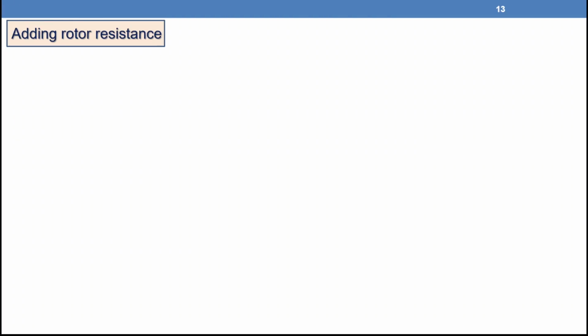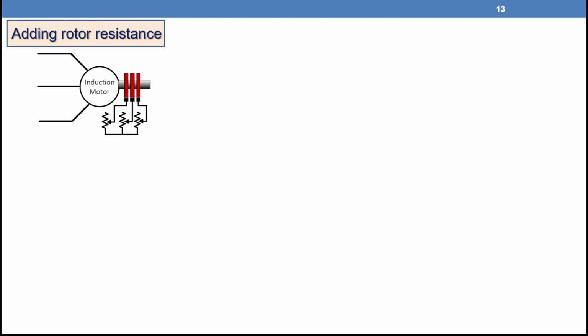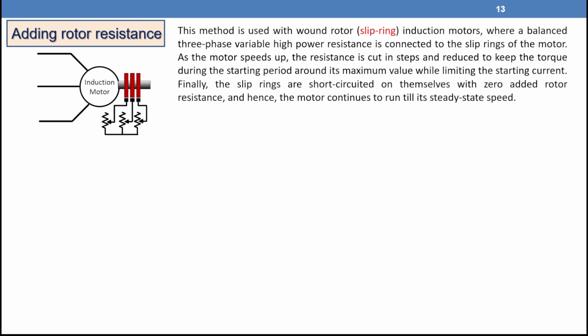The third technique is adding rotor resistance. So it's clear that this technique is suitable only for the slip ring induction motors. It's not suitable for the squirrel cage. We are going to add a balanced high power resistance, variable ones. We are going to add them to the slip rings, and then we are going to cut them out in steps to allow the machine to start with high torque and reduced current.